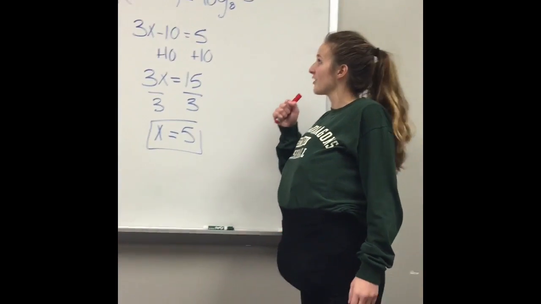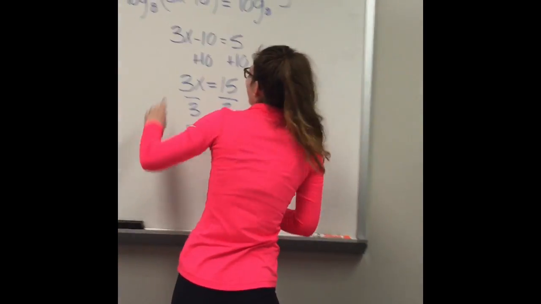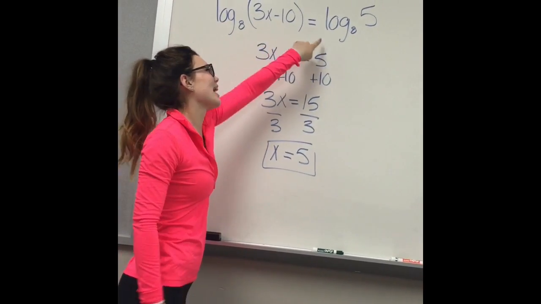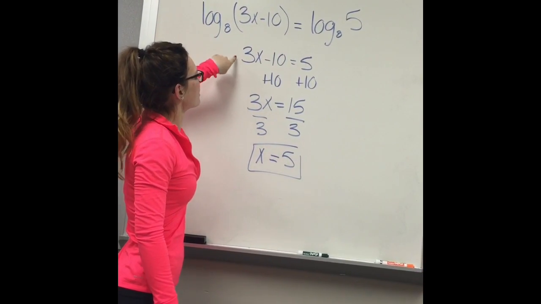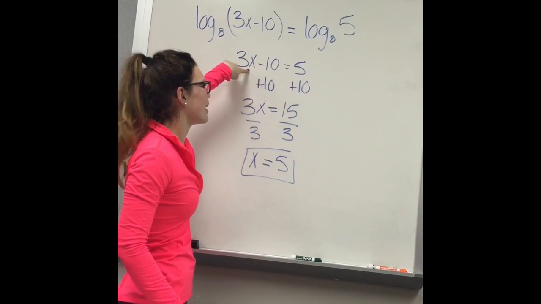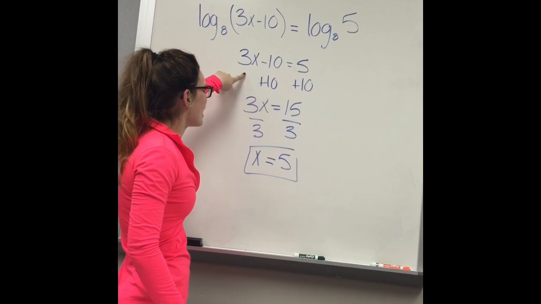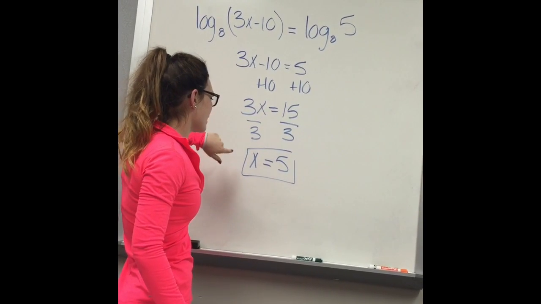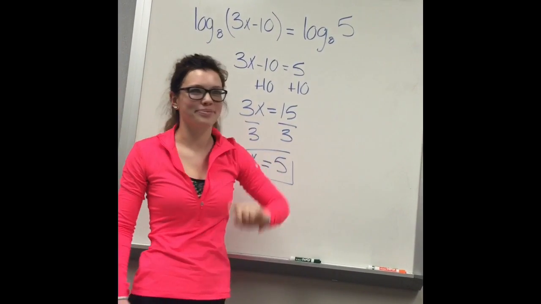Does anyone know how to solve this using the one-to-one property? One-to-one, I love that stuff! Well, you see here, since you have log 8 and log 8, you just drop them and it becomes 3x minus 10 equals 5. Then you just solve for x by adding 10 to both sides and then dividing by 3. So that leaves you with x equals 5.